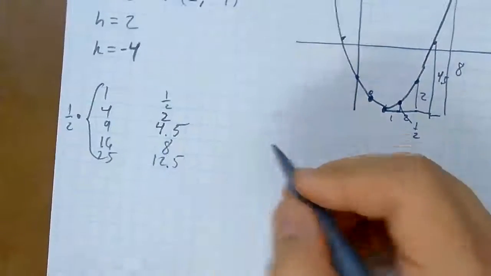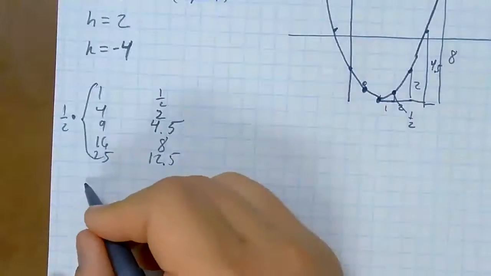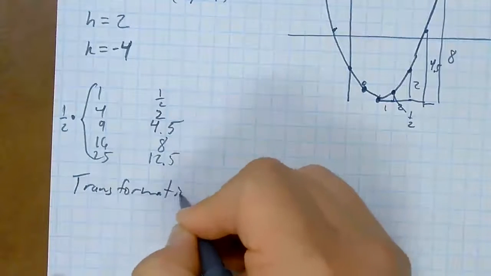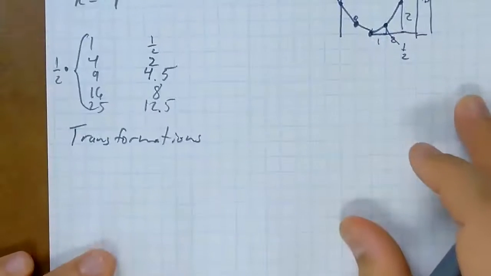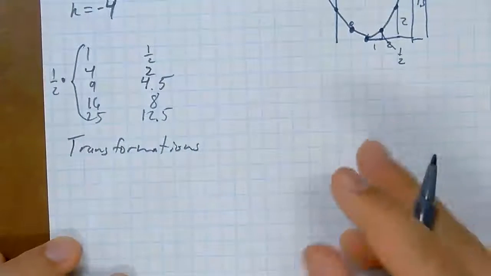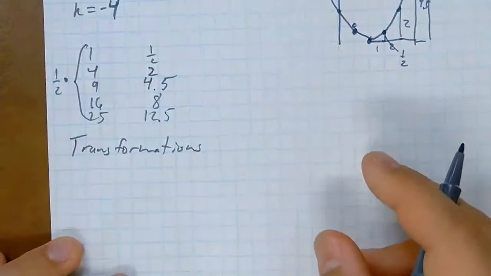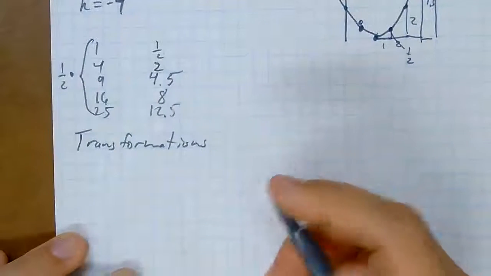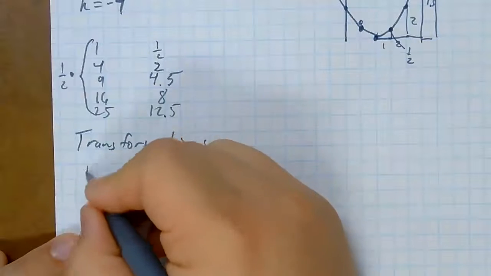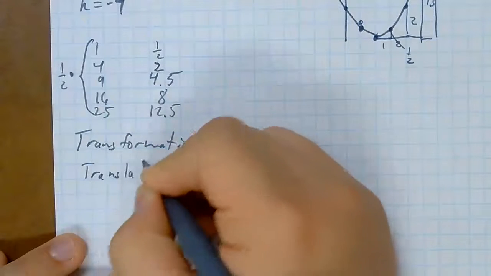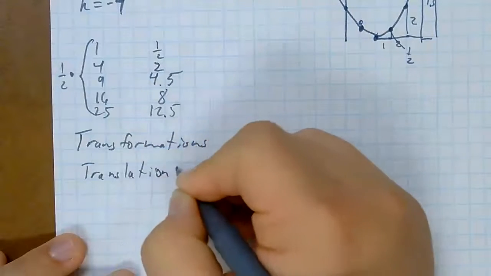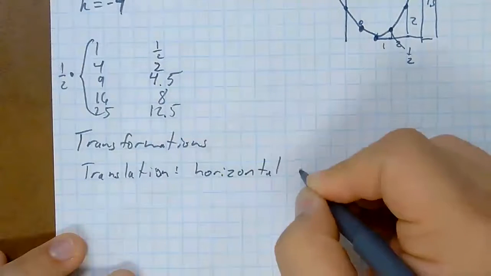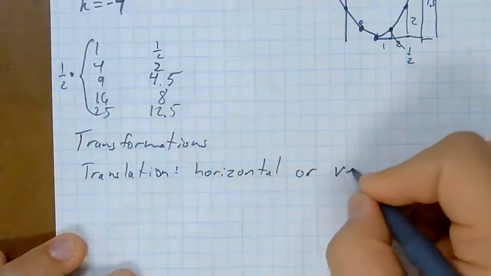Okay. So we have these things called transformations. And we've seen transformations before in terms of shapes. Now we're going to be talking to them in terms of parabolas. There are really just three types of transformations. The first type is called a translation. Okay. And that is just a horizontal or vertical shift.